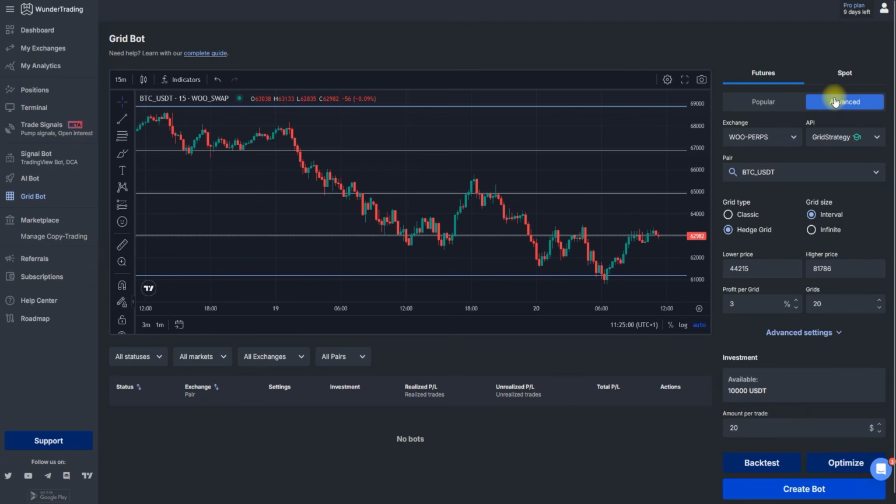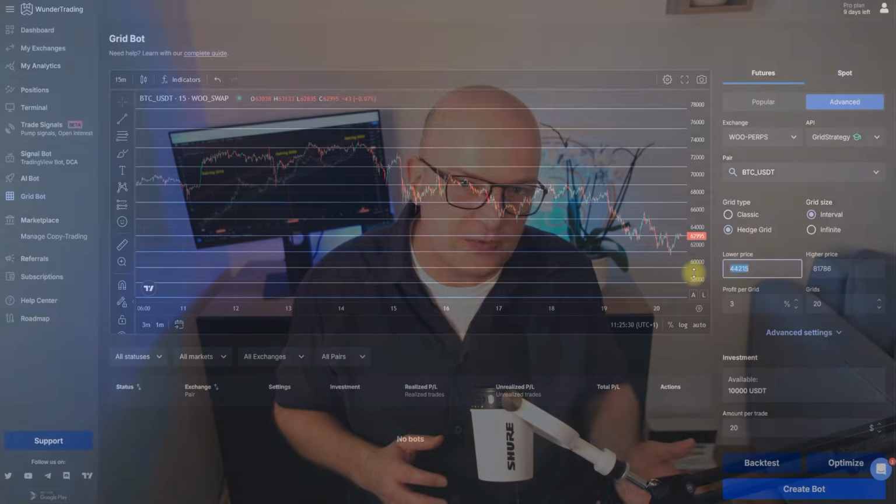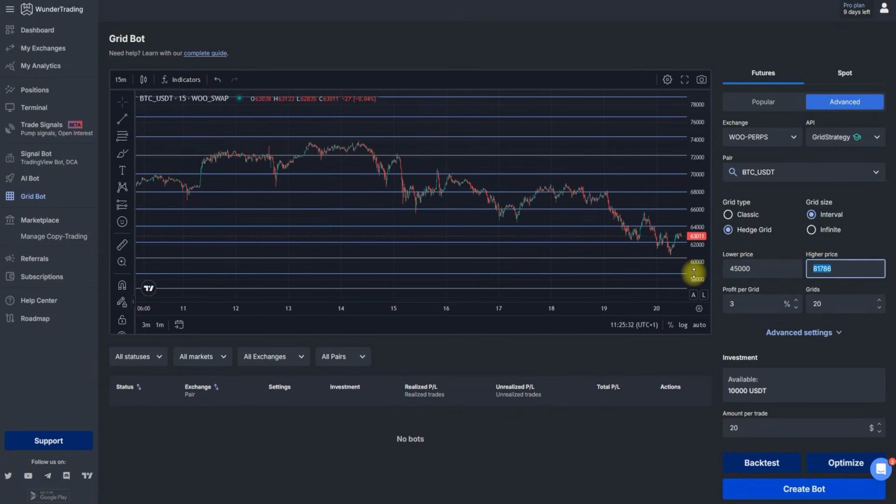You can now see quite a lot of settings that are available, allowing you to adjust your personal bot to what you like the most. In my case, I want to create a hedge grid on Bitcoin US dollar perpetual with a lowest grid price of 45,000 US dollars and a highest grid price of 88,000 US dollars.